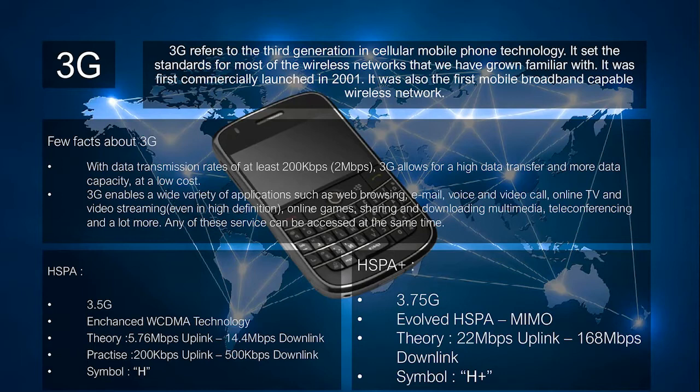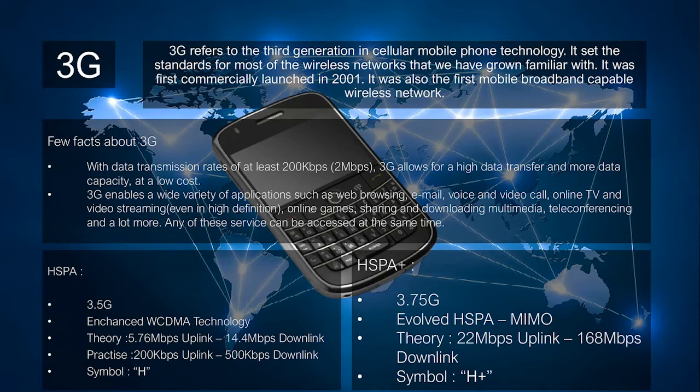3.5G was an enhanced version of WCDMA technology based on GSM standard. Theoretical data rate was improved to 14 MB per second at the uplink or upload side and 5.76 MB per second at the downlink or download side. This was 4 or 5 times more than WCDMA technology.